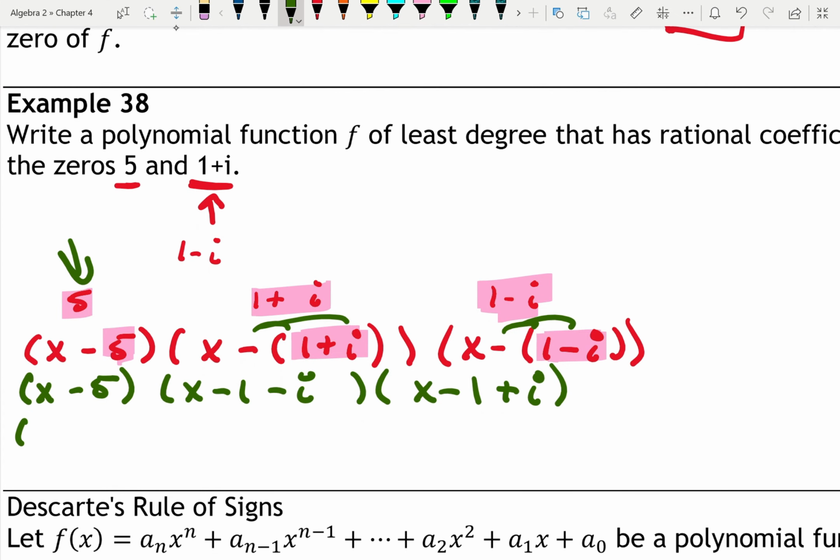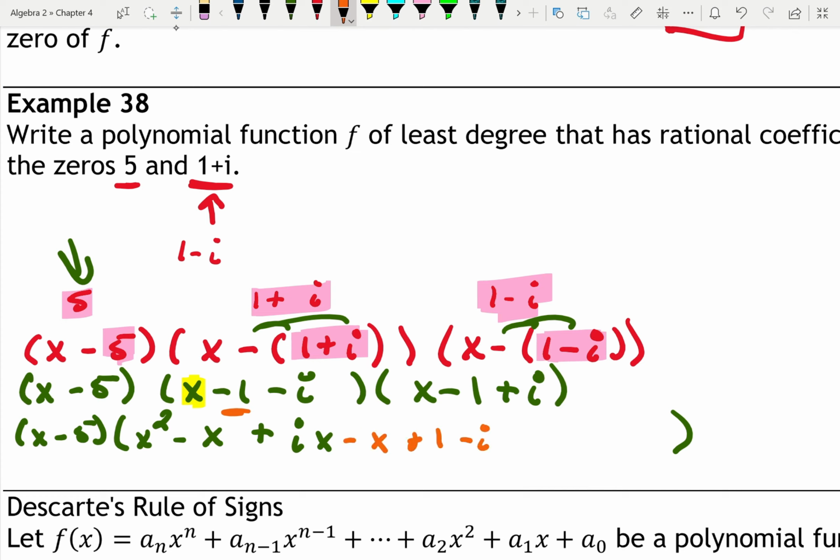And then again, I'm going to leave alone my x minus 5, and then I'm going to distribute out for my other piece. So I'll have x squared minus x plus ix. That was distributing my x here. Next up, I'll distribute my negative 1. That gives me negative x plus 1 minus i. And then lastly, distributing the negative i, I get negative ix plus i minus i squared.